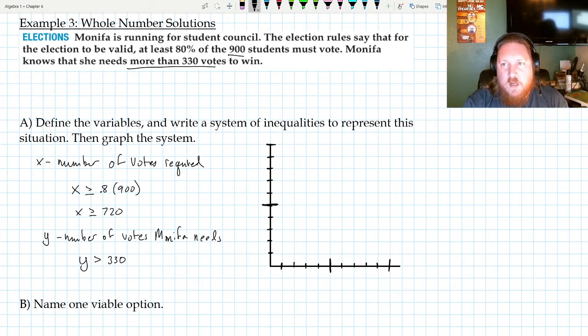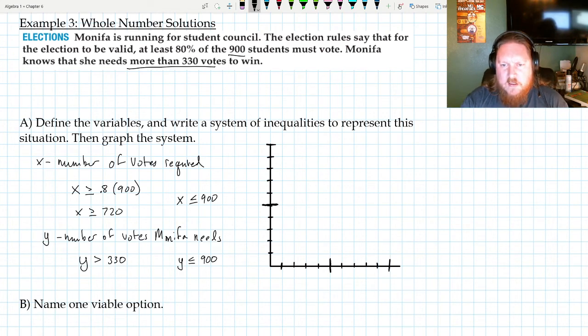Now, an interesting thing here is that for both of these things, there is a max. There's only 900 students. It'd be really weird if all the voting came in and 1,500 votes came back. There's not 1,500 people that can vote. So we're also going to include with all of these, x has to be less than or equal to 900, and y has to be less than or equal to 900. It's impossible to get more than 900 votes. But she could wipe the board, get all 900 students to vote for her.